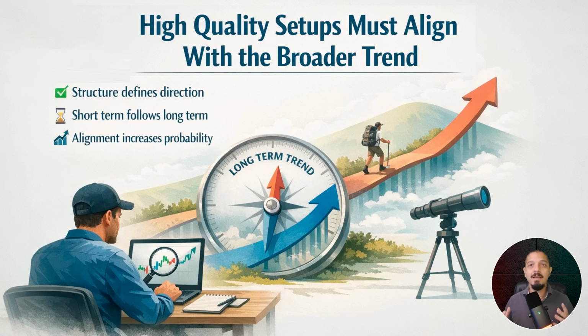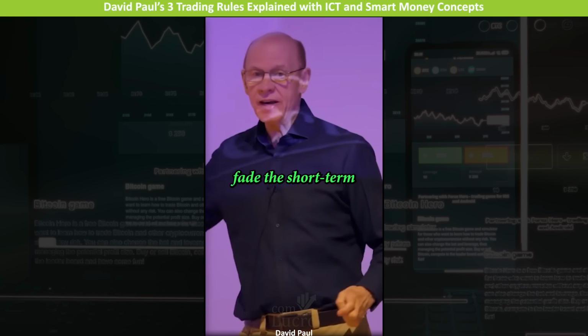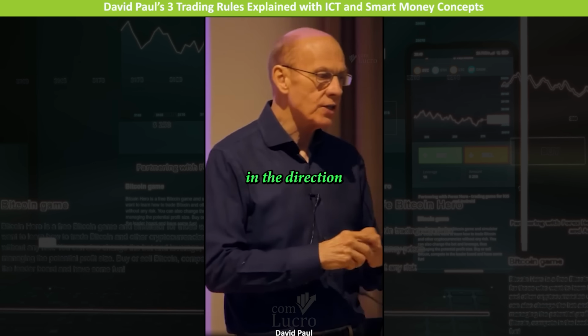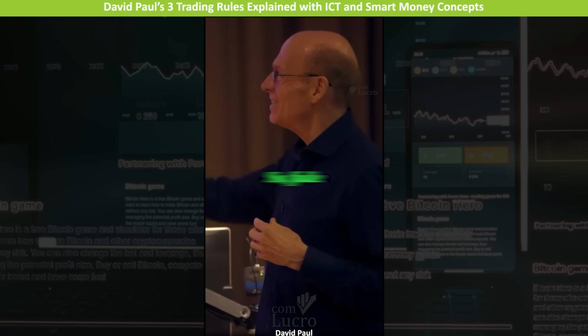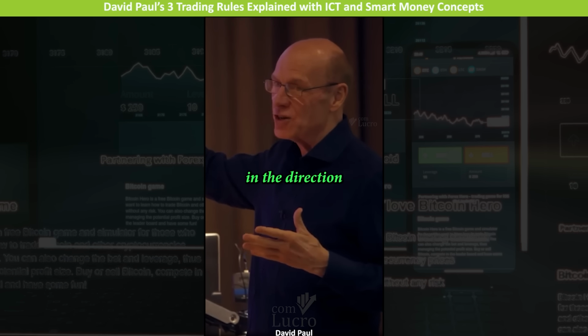What we just saw is a precise example of how structure fails, liquidity is taken, and a high-quality zone forms for execution. But this type of setup does not exist in isolation. It only makes sense when it aligns with the broader market direction. That brings us to the second rule, which shifts the focus from individual setups to the relationship between short-term movement and long-term trend. Rule number 2: I want to fade the short-term trend in the direction of the long-term trend. So fade the short-term trend in the direction of the long-term trend.